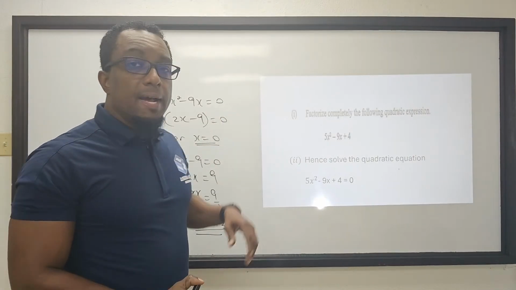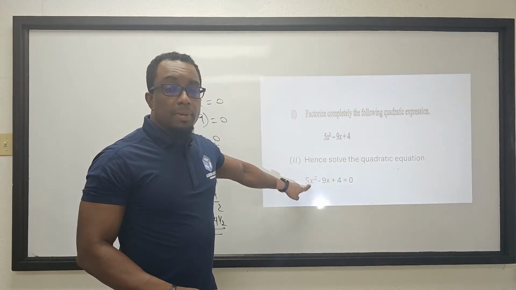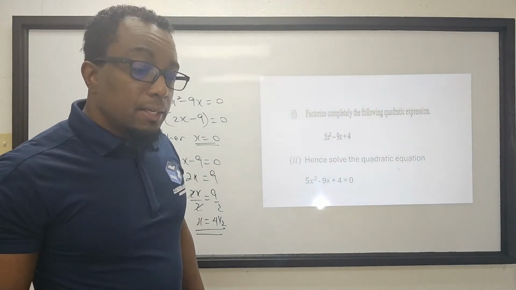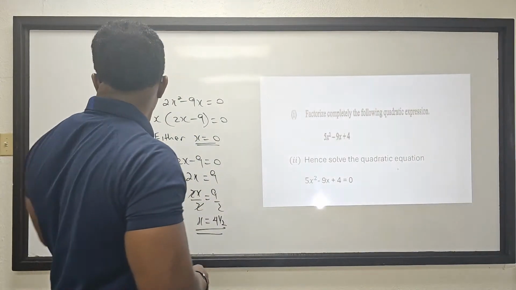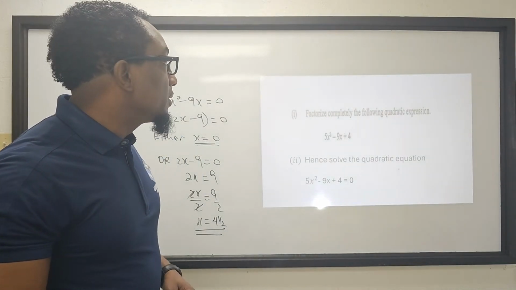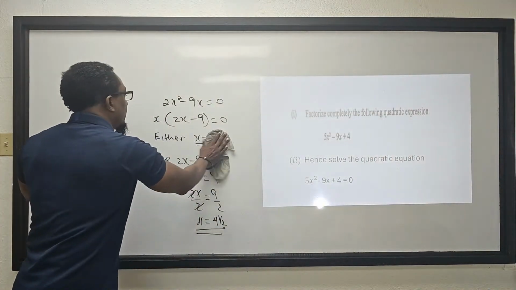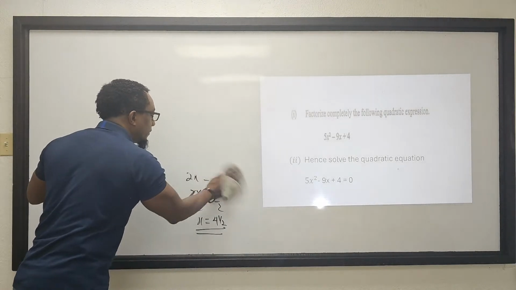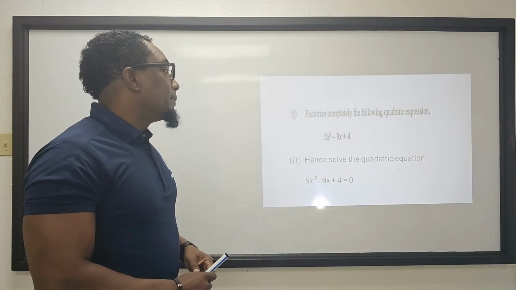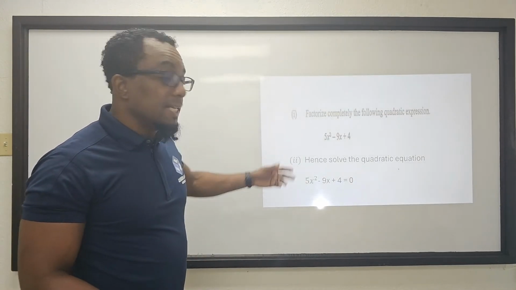So they want us again to factorize and solve this quadratic equation. Recognizing it is a quadratic equation, we have a variable squared, we have an equal sign, we have the quadratic expression made equal to 0. But for part 1 of this question, they want us to factorize completely the expression 5x squared minus 9x plus 4. So let us factorize. So again, testing our knowledge of factorization and using the factors of the expression to help us to solve the quadratic equation in part 2.